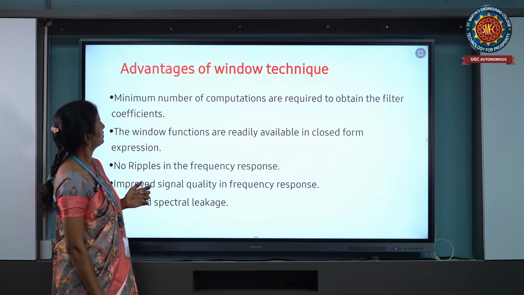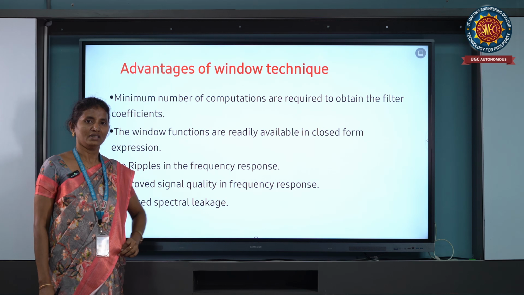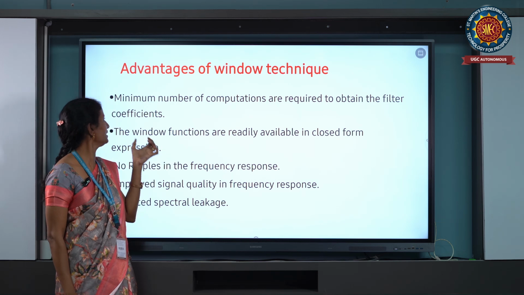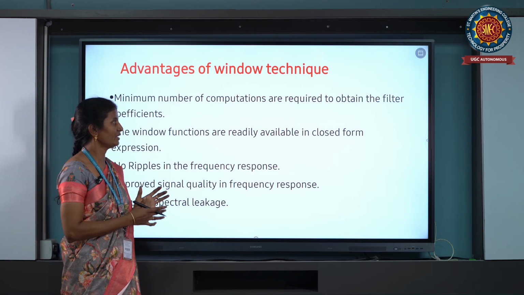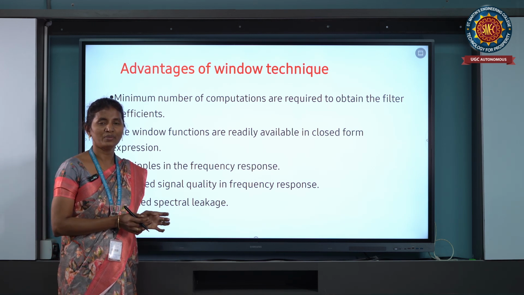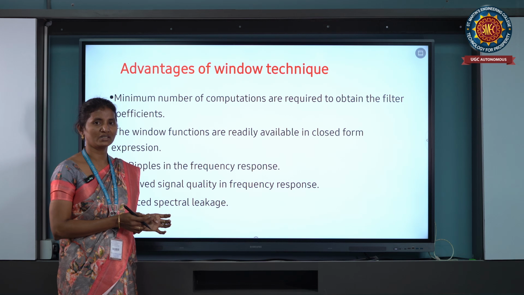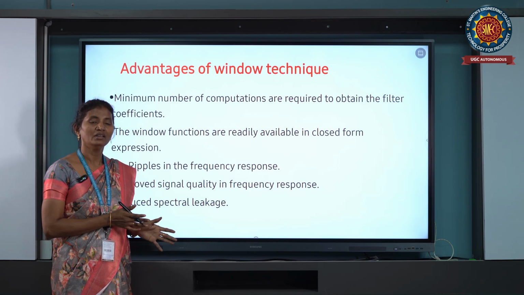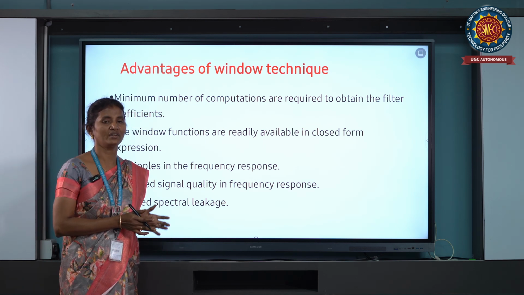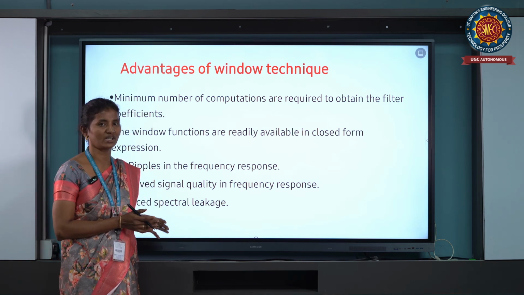What is the Hamming window? The advantages of the window technique: a minimum number of computations is required to obtain the filter coefficients. First, find the desired impulse response and desired frequency response, then apply the Z-transform to the impulse response. Finally, find the transfer function of the digital filter, and the final step is to find the filter coefficients using the transfer function H(z).